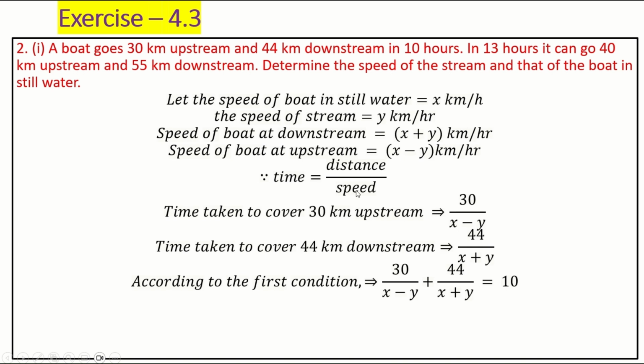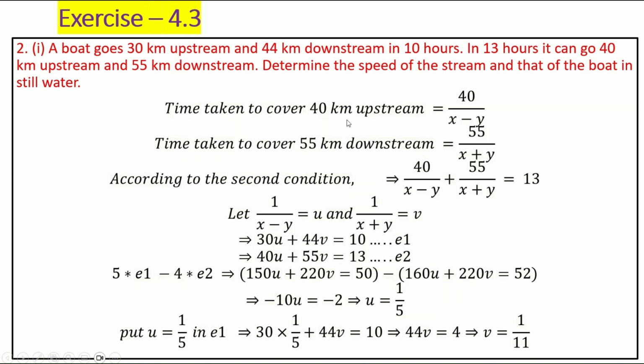We know that time is equal to distance by speed. So the time taken to cover 30 kilometers upstream is 30 by x minus y. 44 kilometers downstream is 44 by x plus y. So according to the first condition, 30 by x minus y plus 44 by x plus y equal to 10. Okay. Now the second case, 40 kilometers upstream is 40 by x minus y. 55 kilometers downstream is 55 by x plus y. So the second condition is 40 by x minus y plus 55 by x plus y equal to 13.